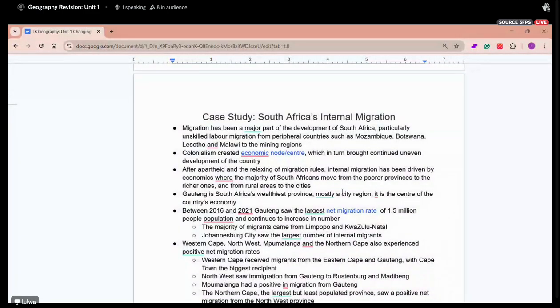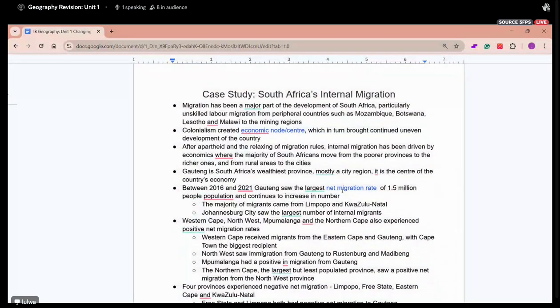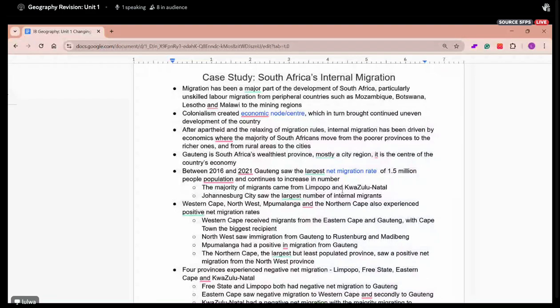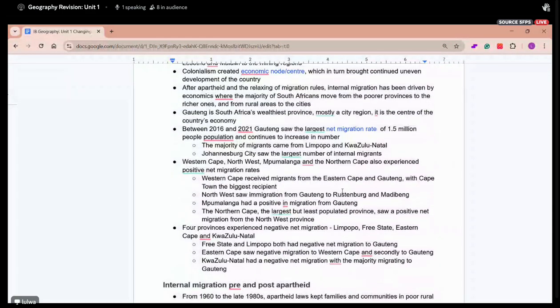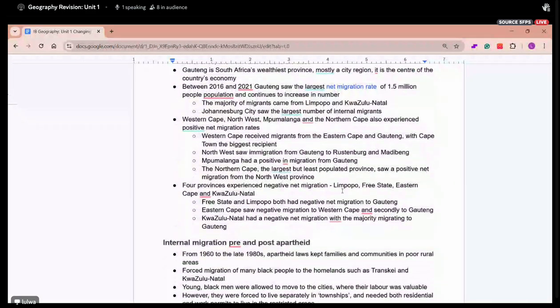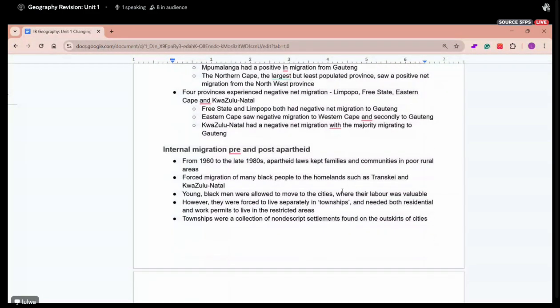So after the apartheid in South Africa, internal migration was driven by economics, where the majority of South Africans moved from the poorer provinces to the richer ones, and from rural areas to the cities. So 4 provinces experienced negative net migration, which means most people are leaving these areas in order to go to the more economically active parts. And so there's been a lot of internal migration pre and post apartheid. So young Black men were allowed to move to the cities.